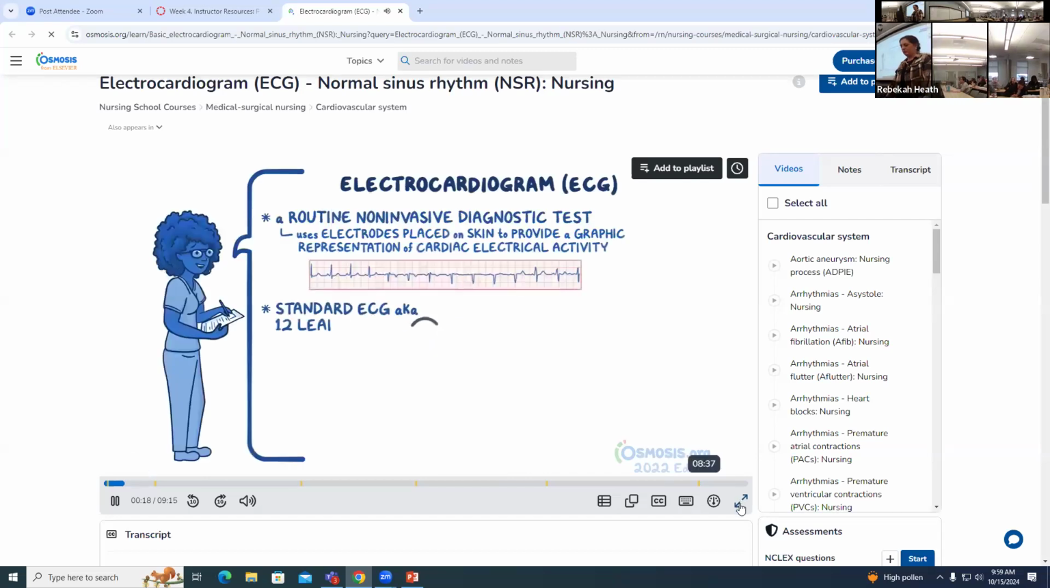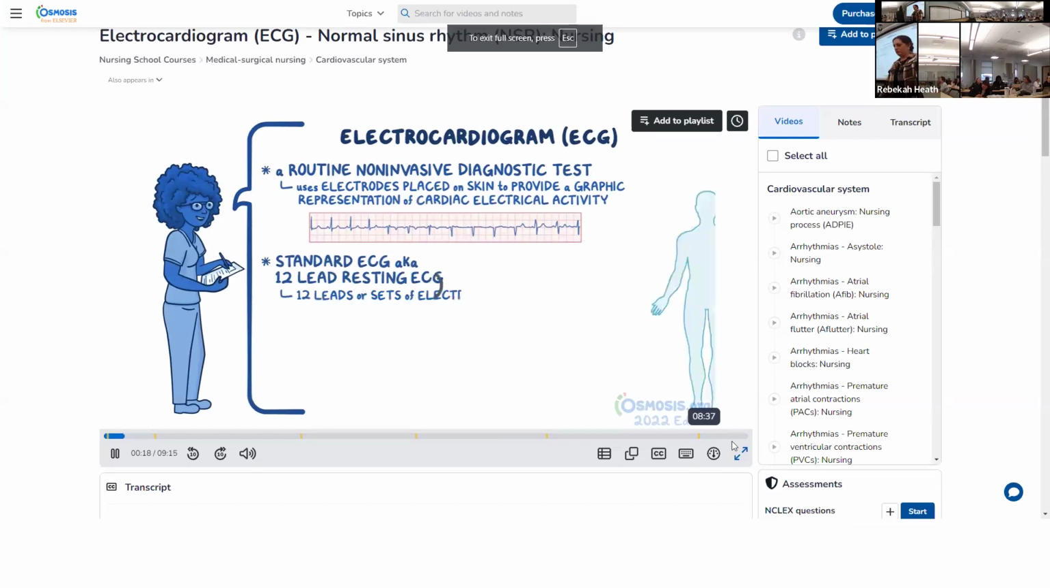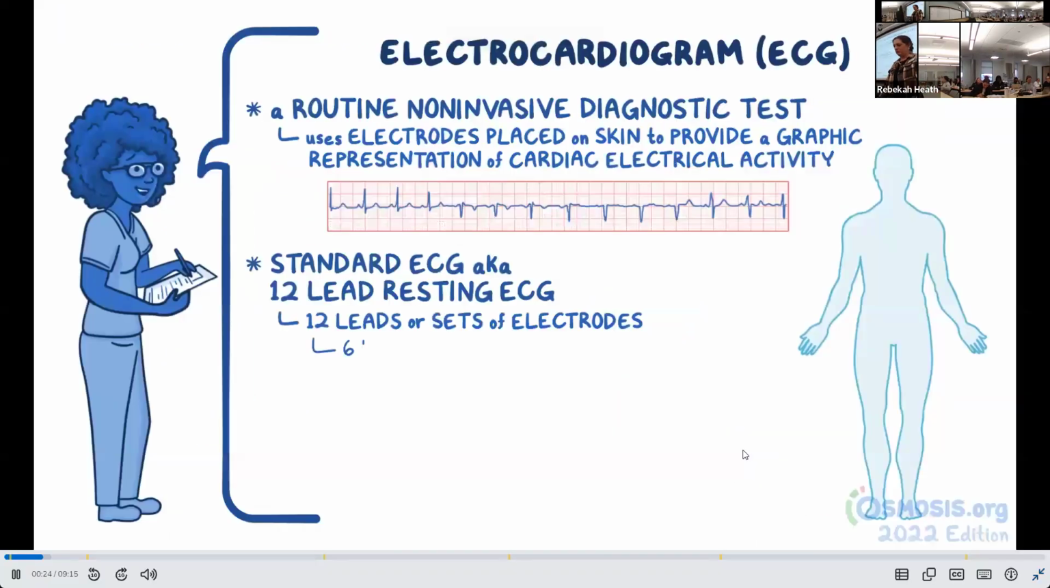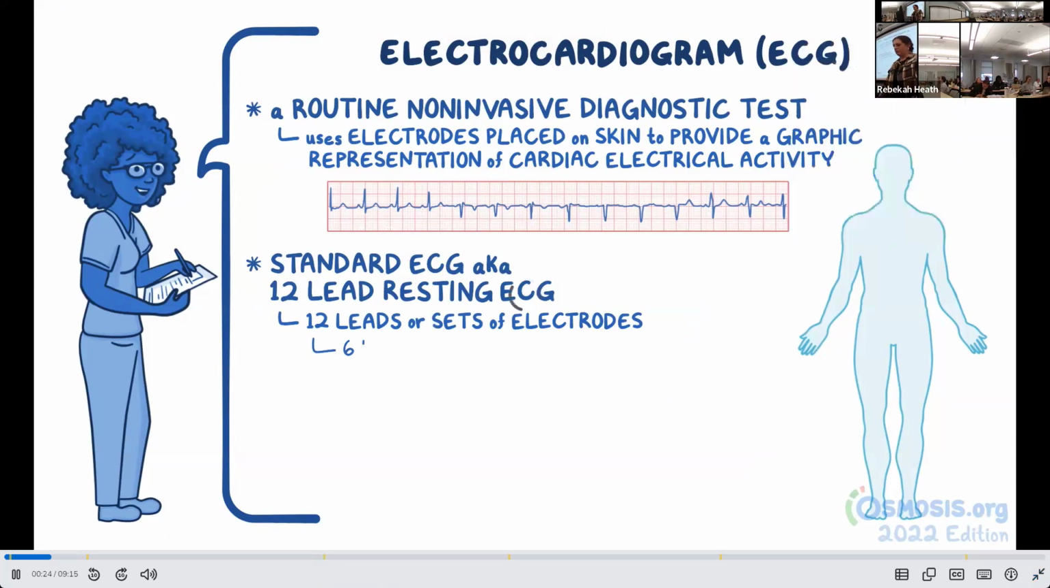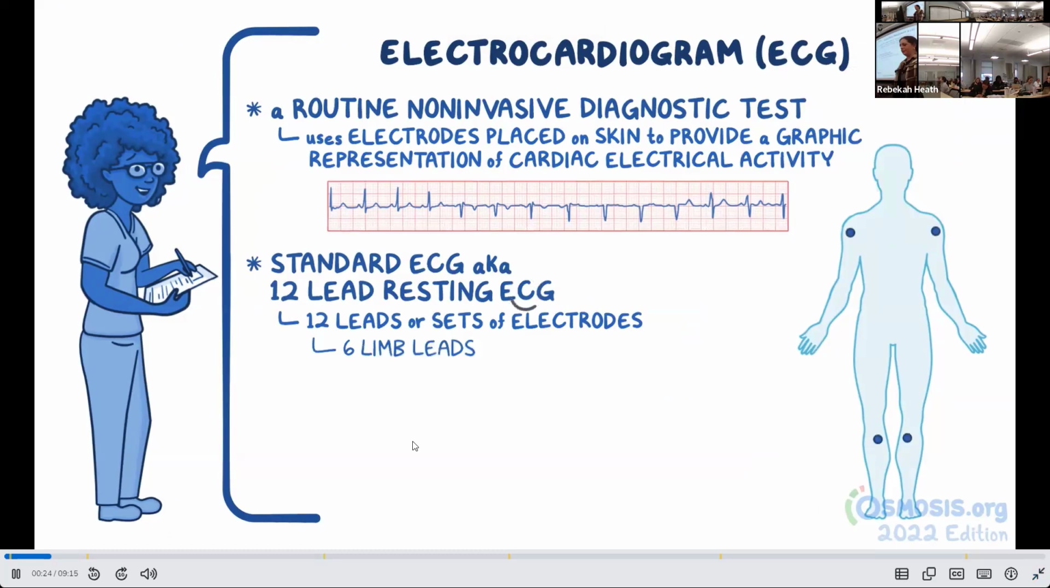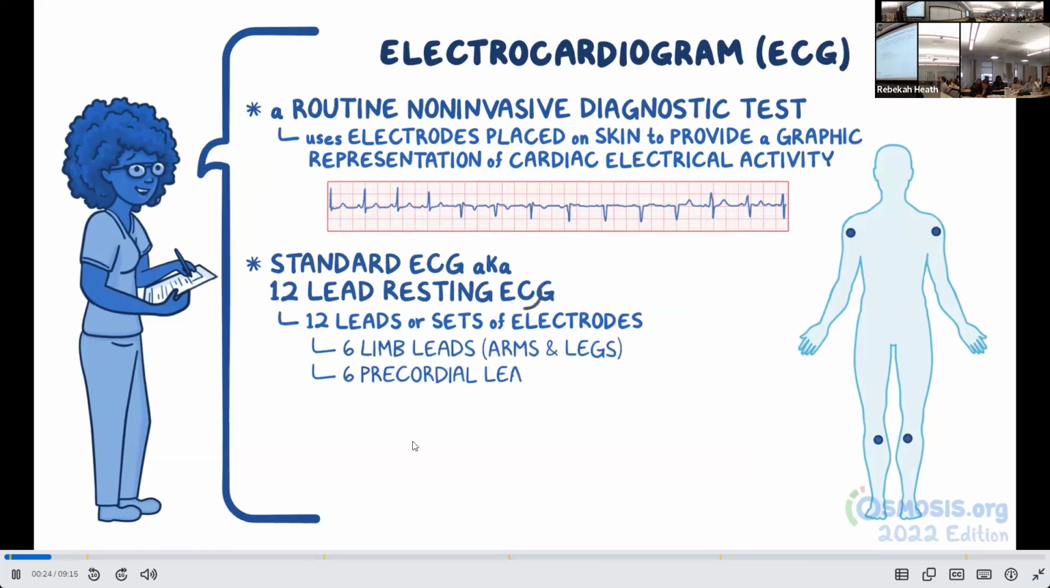Also known as a 12-lead resting ECG because it has 12 leads or sets of electrodes. These include 6 limb leads, which are placed on the arms and legs, and 6 precordial leads, which are placed around the chest. Keep in mind that a 12-lead ECG only uses 10 electrodes. That's because the chest electrodes record 1 lead each, while the limb detectors together actually record 6 leads.